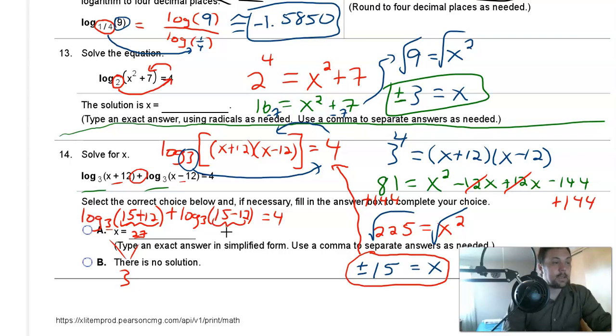Here, 15 minus 12 is going to be 3. How many powers of 3 does it take to equal 3? The answer is 1, so that logarithm is equal to 1. 1 plus 3 equals 4. It works out, right? So 15 is good. Negative 15, however, is going to be a problem. So let's do that down here.